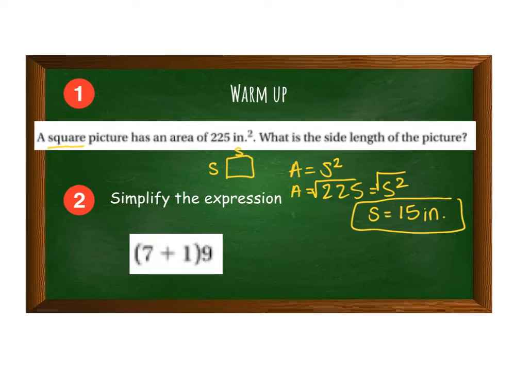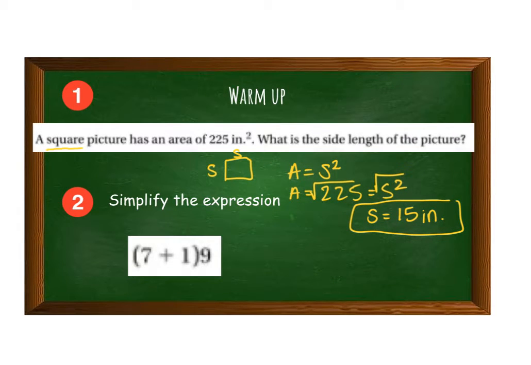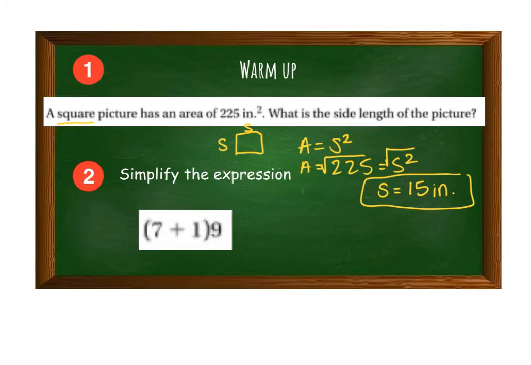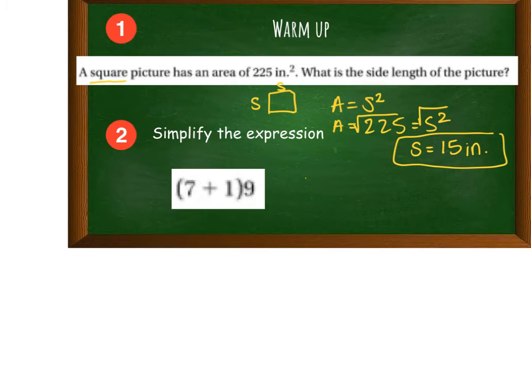Simplify the expression, 7 plus 1 times 9. So for this one, we can go ahead and just put 7 plus 1. I'm going to rewrite it because it's a little blurry. 7 plus 1 is what we do first because obviously we have PEMDAS. So we're going to take care of that parentheses first. So we simplify it to 8.